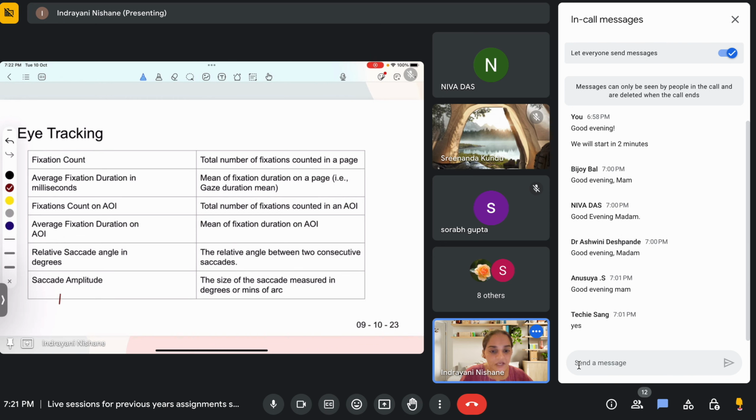So general expressions. I'm not clear about micro expressions and macro expressions, so I will not go there because I don't want to confuse you.